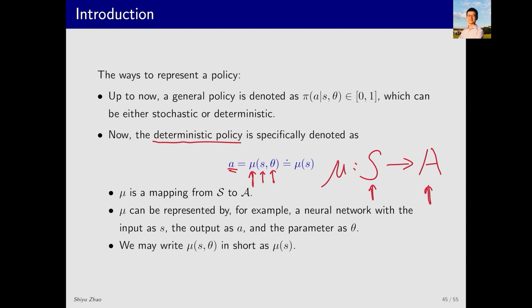This is the key distinction between stochastic and deterministic policies. In practice, the deterministic policy can be represented by a neural network with parameter theta, where the input is state S and the output is action A. Sometimes we write mu(s,theta) in short as mu(s) to hide the parameters.